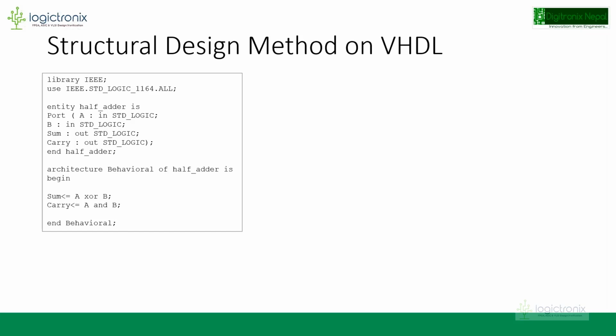Here we have one example of creating a half adder. This is also very simple. We just want to make you clear about the structural design methods. This is the main objective of this slide. So we have one example of creating a half adder. You can see there are two library lines, library IEEE and 1164.all, and we have the entity section where all the ports, port A, port B, carry, and so on, are listed.